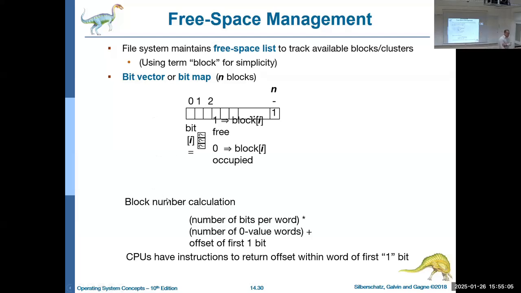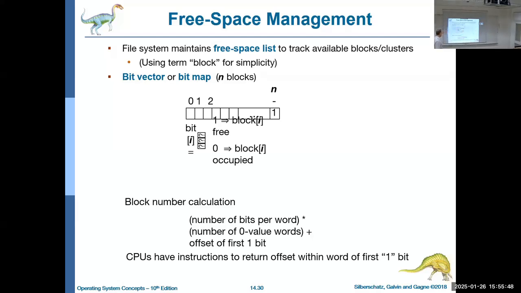So that's what it's saying here. The number of bits per word, let's say 32. The number of 0 value words, let's say I have 10 at the beginning. Then I have to add the offset of the first 1 bit. That's the block number I want. It's really the number of 0 value words from the start, exactly. Do you understand how that works? Yeah. CPUs have instructions to return the offset within a word of the first 1 bit.